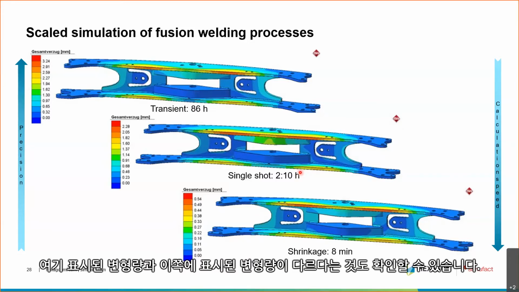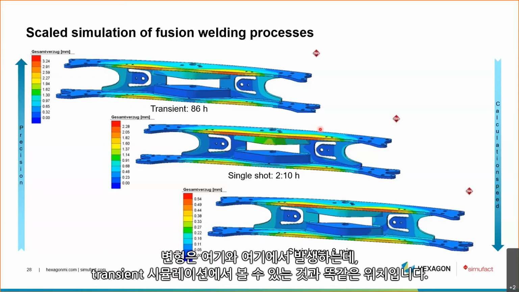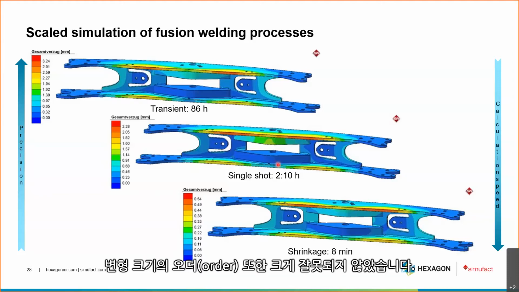And what you can see, of course, is that the total distortion value here is different from the total distortion value here. So we have here 3.2 millimeters, here we have 2.3 millimeters. But if the question is where do I expect the deformation, then this simulation is basically sufficient because the deformation happens here and here, so basically on the same position where it can also be seen in the transient simulation. And also the order of magnitude of the deformation is not that far off, actually.